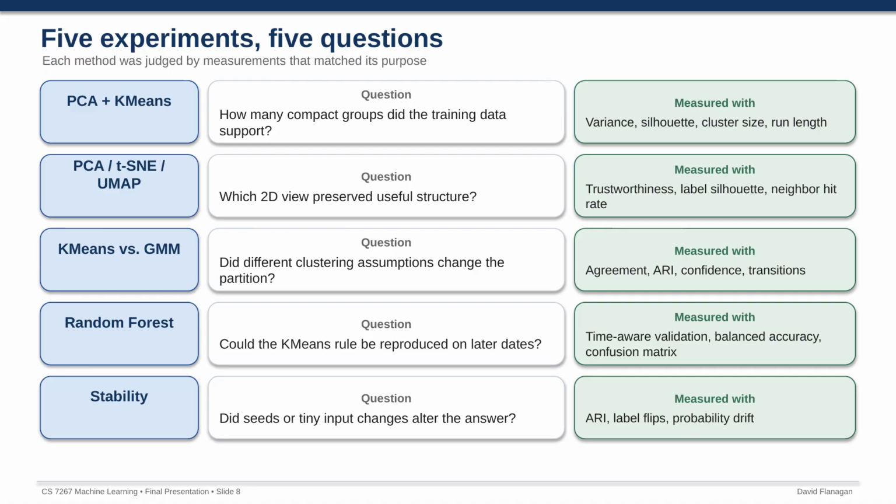Random Forest asked whether the k-means rule could be repeated on later dates. Stability testing asked whether different random starting points or tiny input changes caused many labels to move. Each question required its own measurements.